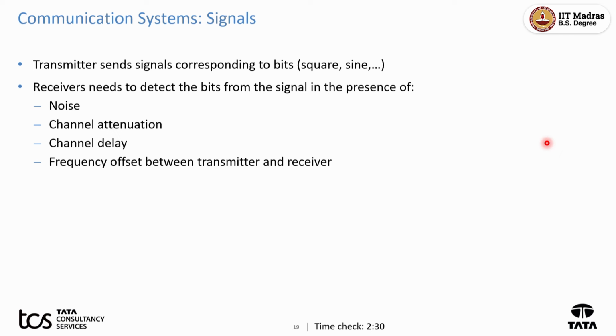First thing is very simple. The transmitter sends signals corresponding to bits. Bits carry information. Signals corresponding to bits are being sent by the transmitter. The receiver's job is, oh no, I need to do it in the presence of noise, in the presence of channel attenuation, there may be delays, there will be a frequency offset. This is the minimum that a receiver has to do. Till this point, any questions?